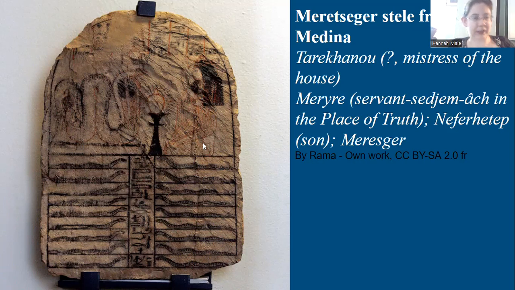And just because the hieroglyphs are kind of faded, these two people, Merari and Neferhetep, are probably labeled somewhere down here, because it would make more sense in terms of hieroglyphic conventions for the most important person on the stele, which would be Tar Hakanu, who's depicted here, for the hieroglyphs labeling her to really be right above her here.